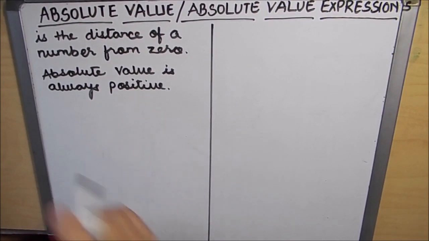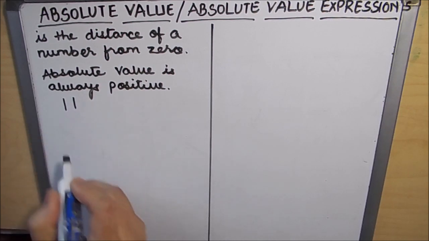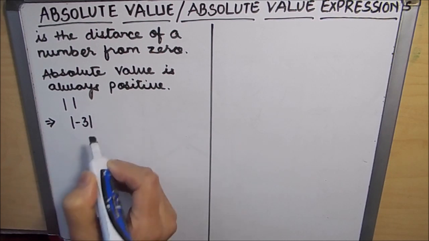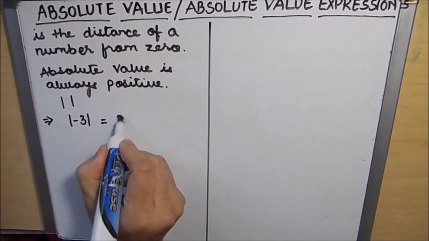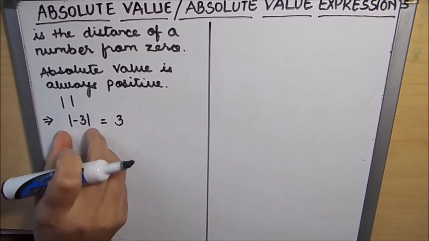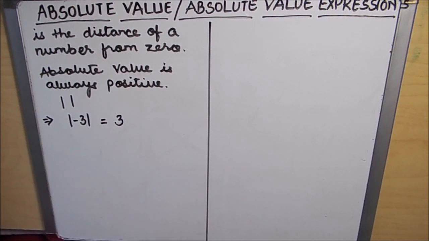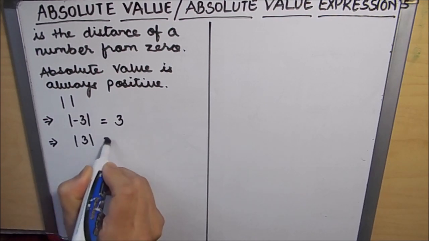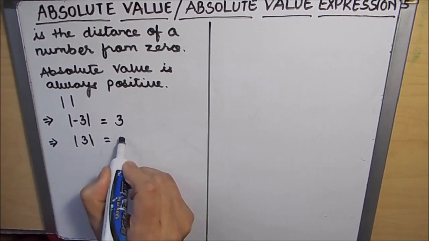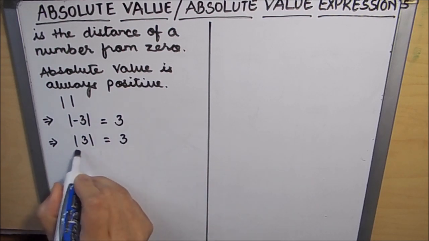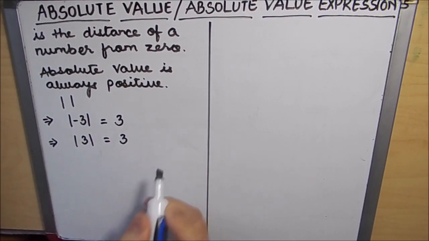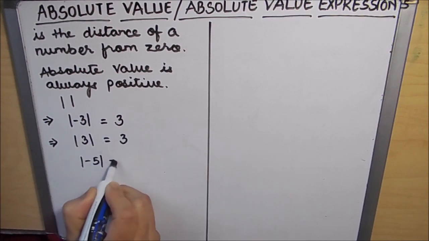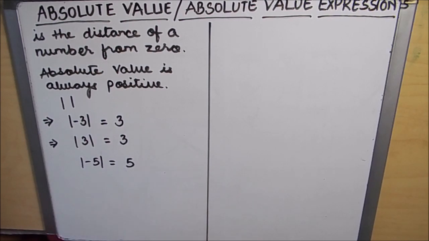We denote absolute value by this symbol. If we have to find the absolute value of -3, it is going to be +3 because the absolute value symbol makes the number positive. Also, the absolute value of +3, or 3, is also 3. So the absolute value of any number is always positive. Similarly, the absolute value of -5 is +5.